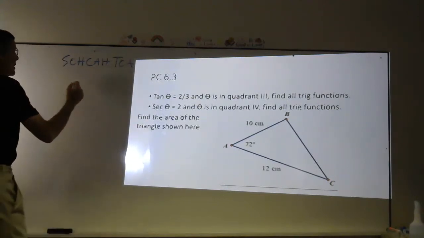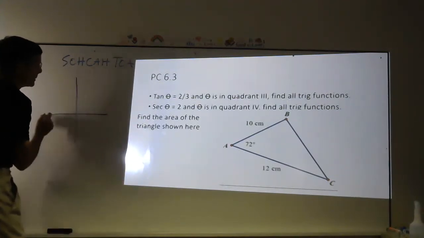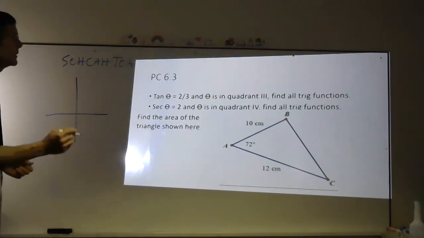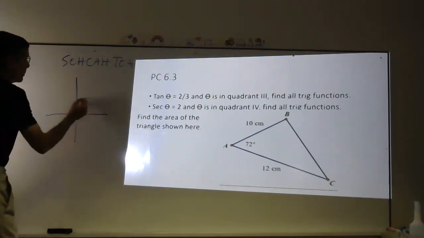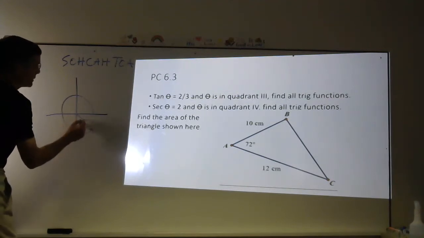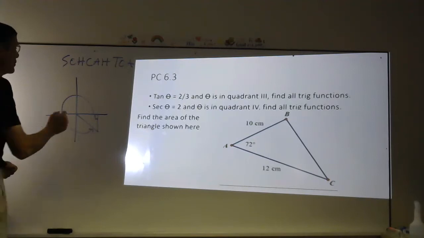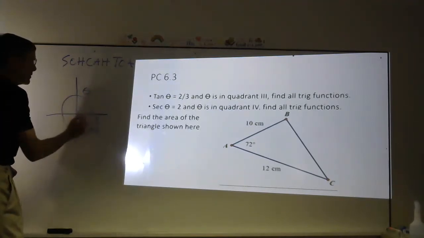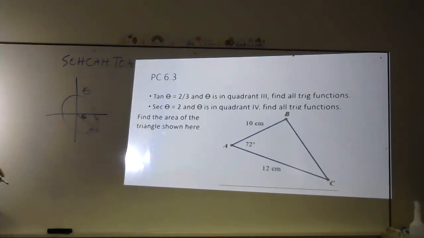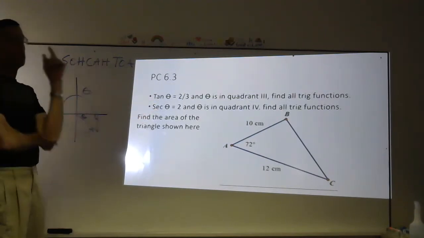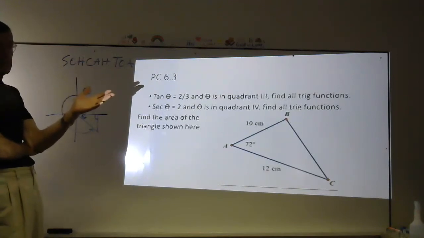Okay, we know that secant theta is 2, and we're in quadrant 4. Go way over here. Draw your reference angle. So whatever angle this is, it's going to be our reference angle in there. Now, the secant is the reciprocal of cosine.